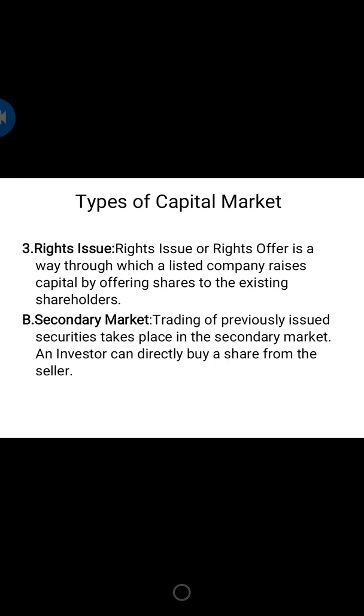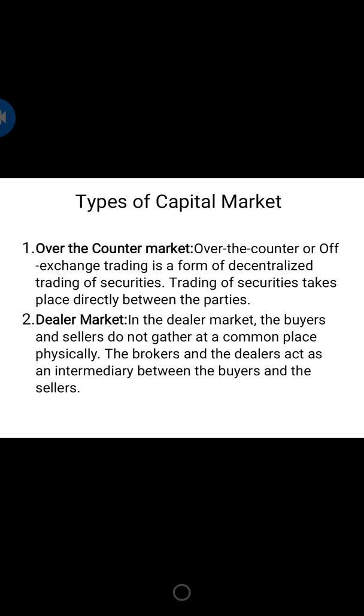Some of the popular stock exchanges are Bombay Stock Exchange, National Stock Exchange, New York Stock Exchange, NYSE, and London Stock Exchange, LSE. These are some popular stock exchanges. There are two types of secondary market: the over the counter market and the dealer market.